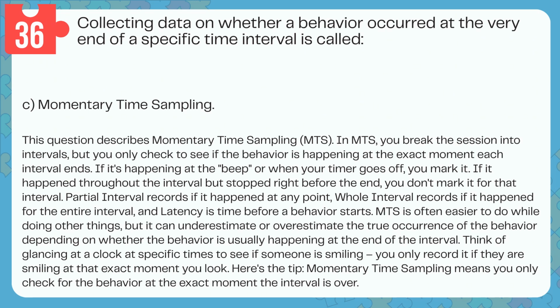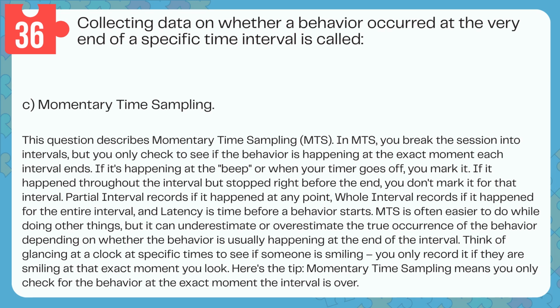Partial interval records, if it happened at any point. Whole interval records, if it happened for the entire interval. And latency is time before a behavior starts. MTS is often easier to do while doing other things, but it can underestimate or overestimate the true occurrence of the behavior depending on whether the behavior is usually happening at the end of the interval.